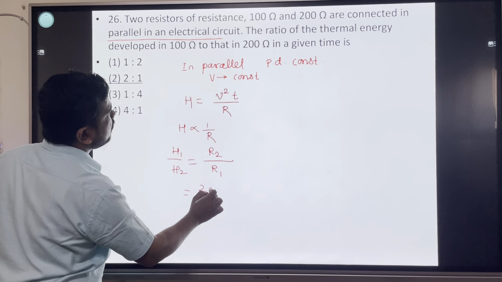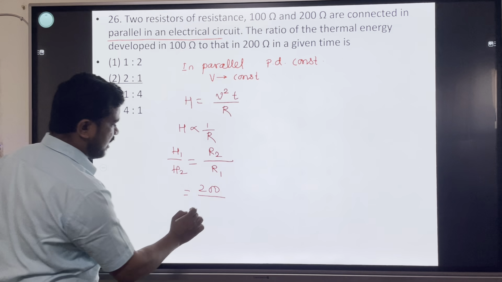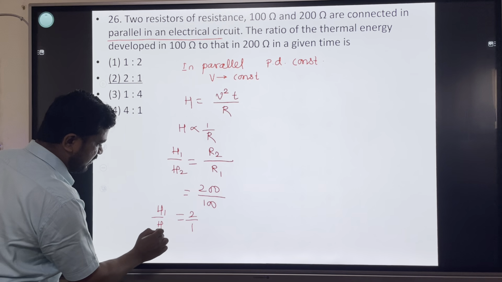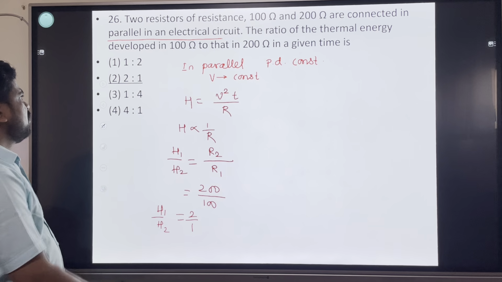R2 की वैल्यू 200, R1 की वैल्यू है 100, 2 divided by 1. H1 divided by H2 is equal to 2 upon 1.